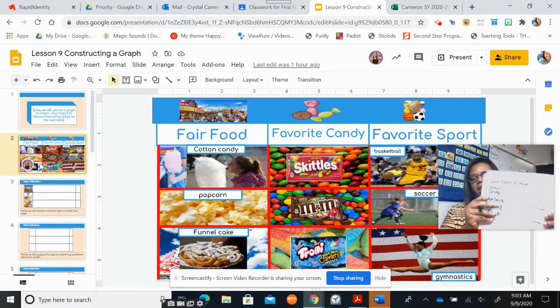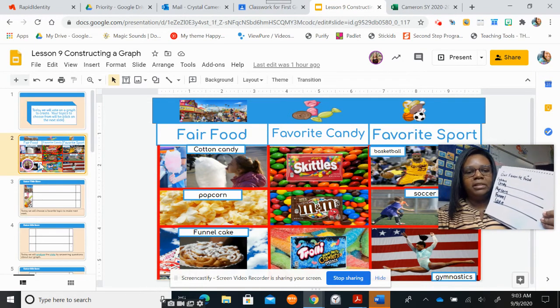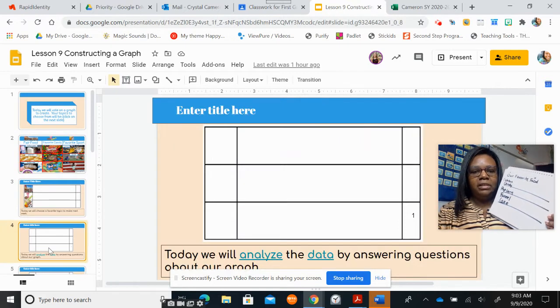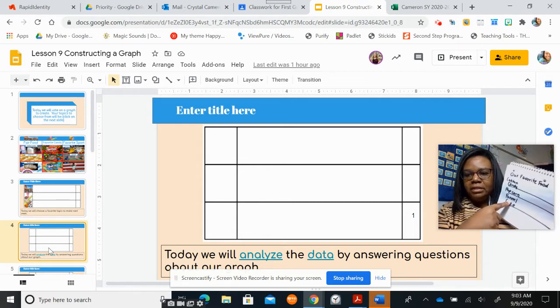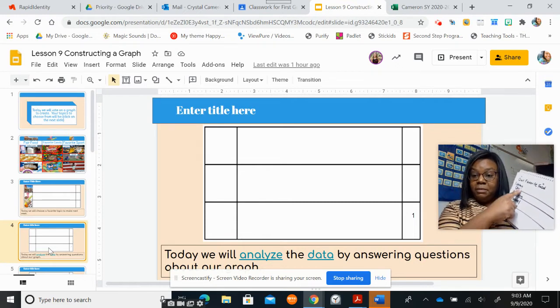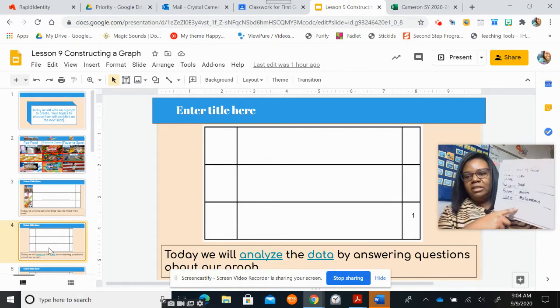So once I write that out, I made a little quick graph by writing the names and just drawing straight lines. What I would do next is ask each of my family members, which food do you like the best? Once they choose, you write their names beside what they chose. For example, if you and mom like funnel cake, then you would write your names beside funnel cake. And if your little sister likes cotton candy, you would write your sister's name here. And if dad likes popcorn, you would write dad's name here. So this is just an example of how it will look.